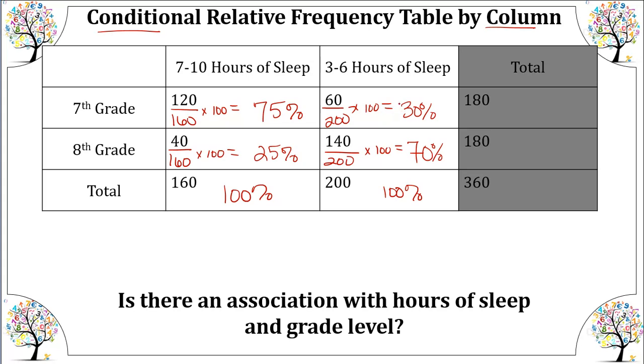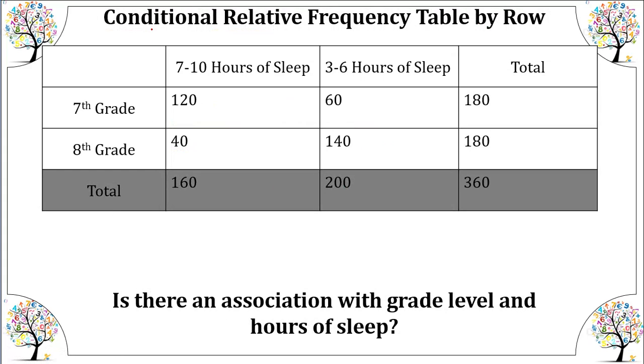We could also conclude that if you get 3 to 6 hours of sleep, you're more likely to be an 8th grader because 70% of the folks that get 3 to 6 hours are 8th graders. This is conditional relative, meaning percentage, frequency by column. This means I use the marginal totals of the columns. Now let's take a look at the last one, the conditional relative frequency by row.